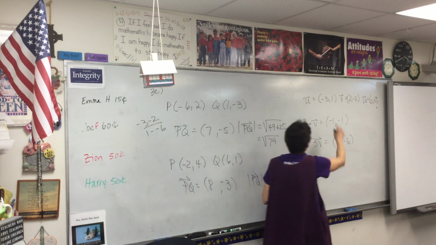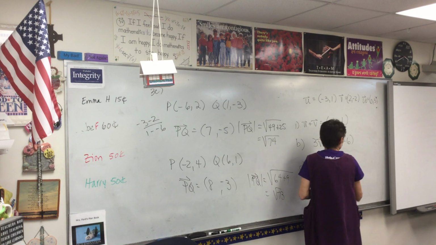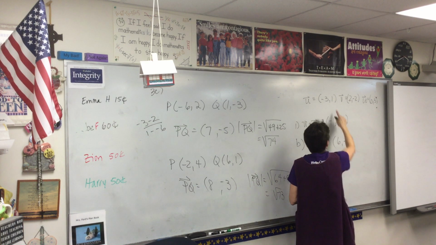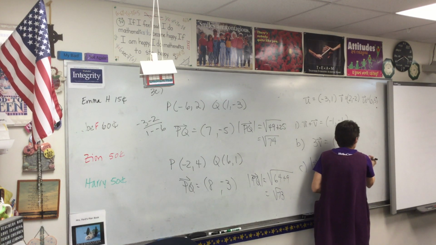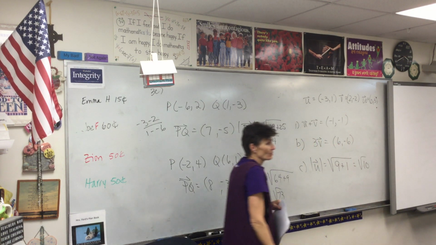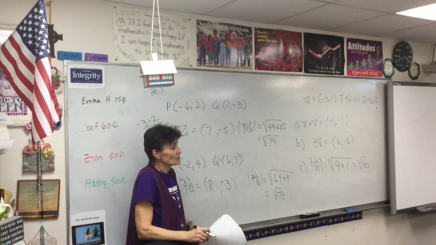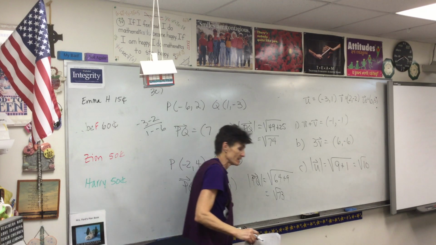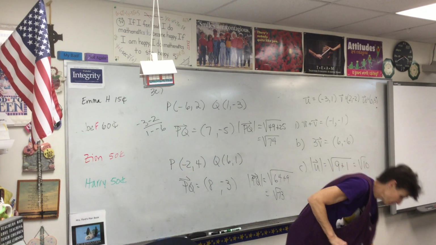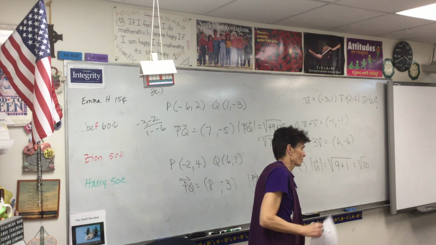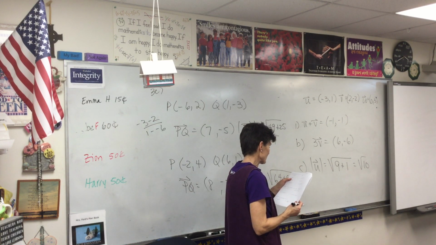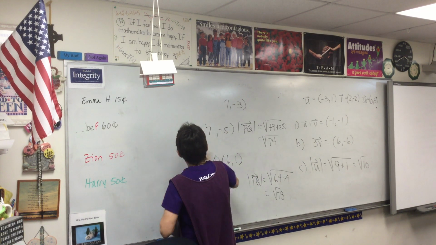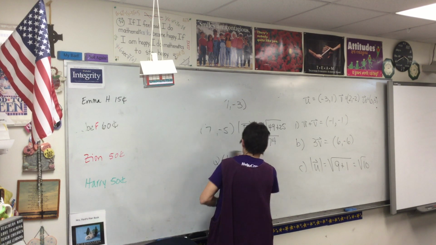Magnitude. So here's U. How do we find the magnitude? So 9 plus 1. So the magnitude is root 10. How do we find the magnitude of a vector? We square the x, square the y, add them together, and take the square root. Right? Okay. All right, D. How do you think we'll do D?